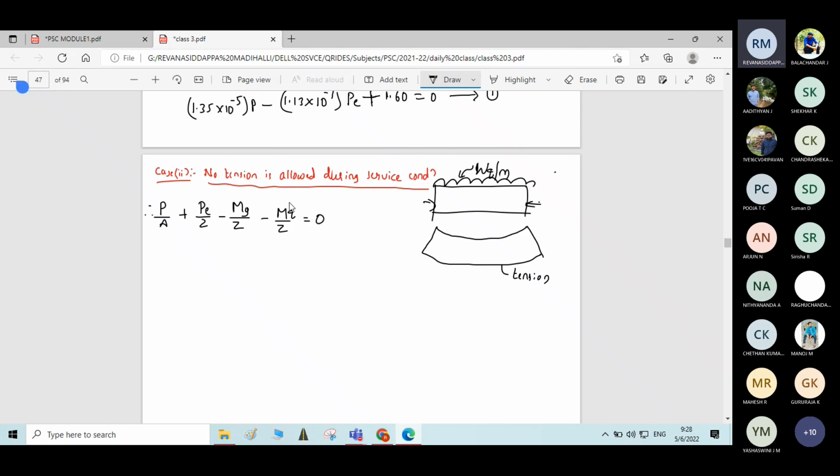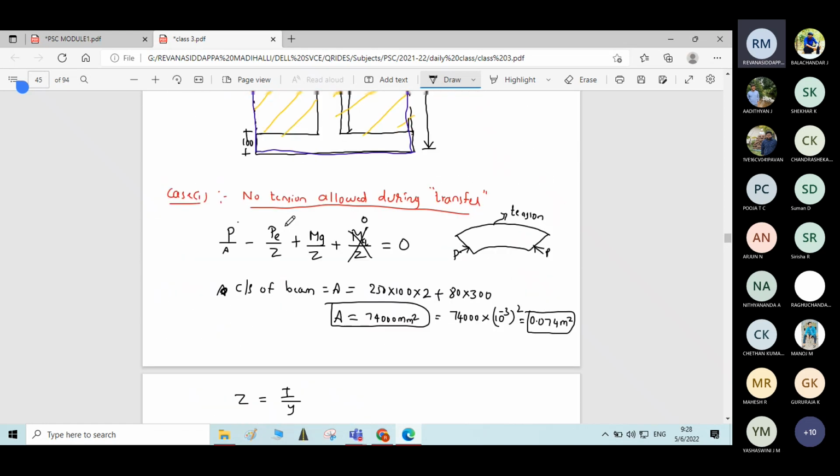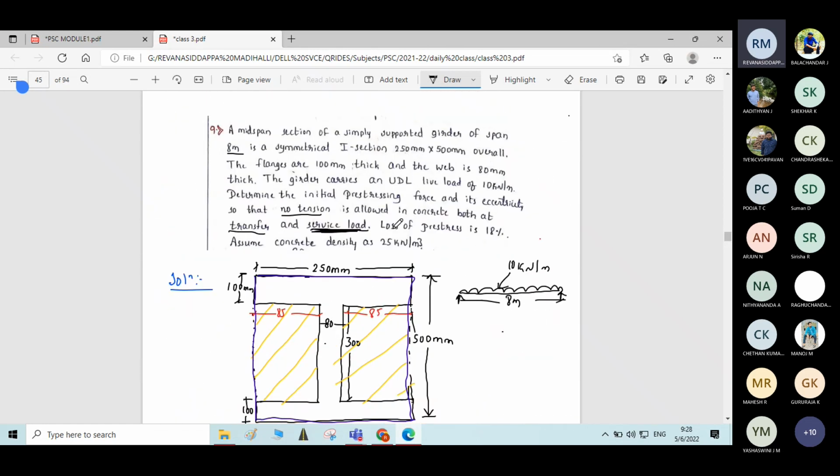In this case, the moment due to live load comes into picture because live load is applied during the service condition. When the beam is put into service, then obviously there will be live load acting on it. Okay, therefore, Mq will come into picture here in this case. Okay, and one more very important thing here, he has given loss of pre-stresses.